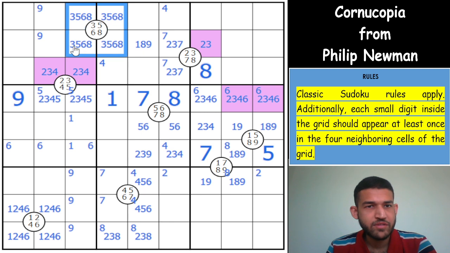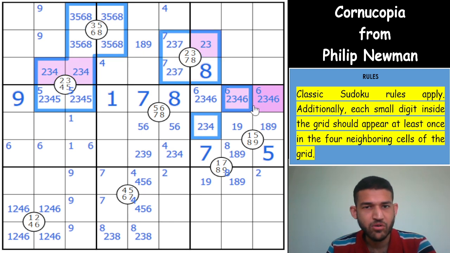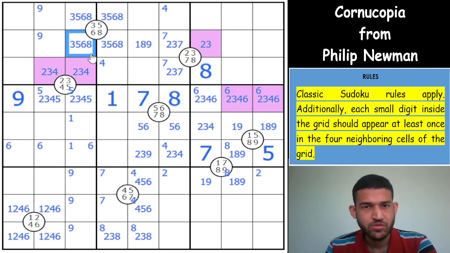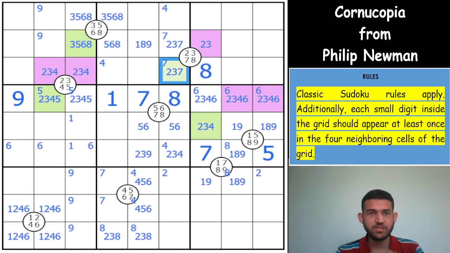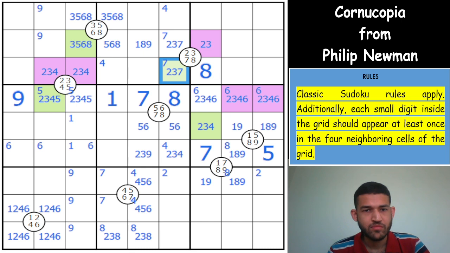I'm seeing a lot of threes in this area. I'm thinking if I can make use of that somehow. Not sure. This is not a 3, right? Because 3 gets eliminated from these cells, so 3 is not here. So if this is 3, let's use some coloring here. This becomes 3, this becomes 3, and this becomes 3. Okay, this is entirely possible. There's no problem here.